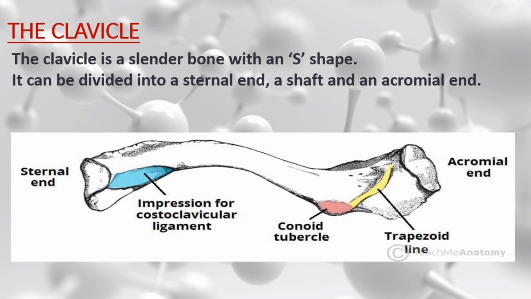Acromial or lateral end. The acromial end houses a small facet for articulation with the acromion of the scapula at the acromioclavicular joint. It also serves as an attachment point for two ligaments. Conoid tubercle, attachment point of the conoid ligament, the medial part of the coracoclavicular ligament. Trapezoid line, attachment point of the trapezoid ligament, the lateral part of the coracoclavicular ligament. The coracoclavicular ligament is a very strong structure, effectively suspending the weight of the upper limb from the clavicle.